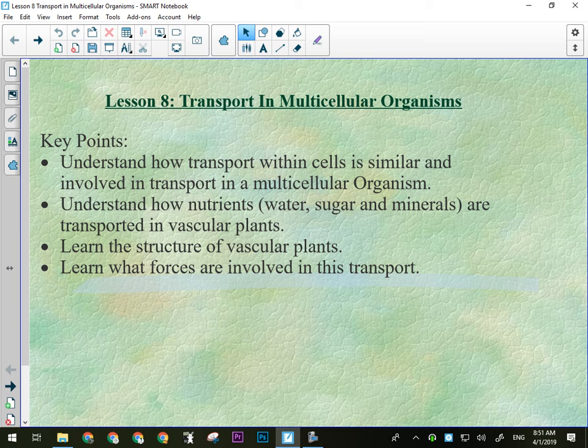Why are they inactive? They're underground. There's no light under there. It's very dark underground, so they're not carrying out photosynthesis. They need to be supplied with food.